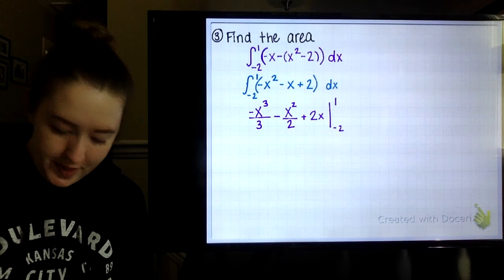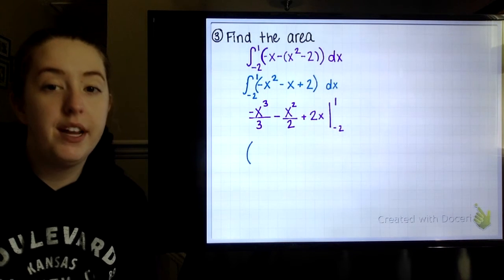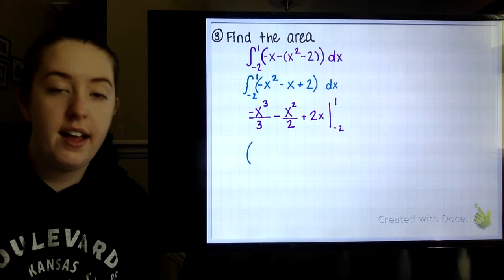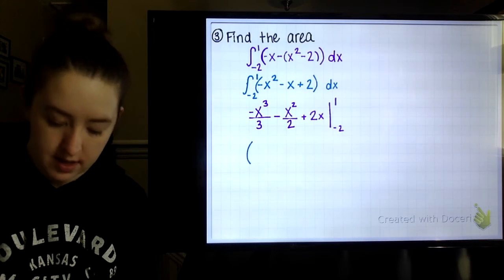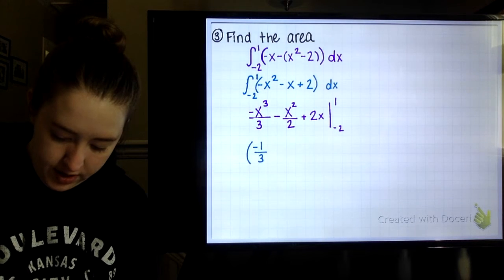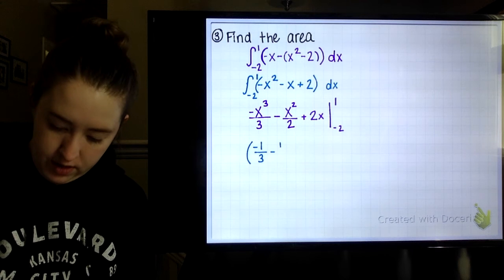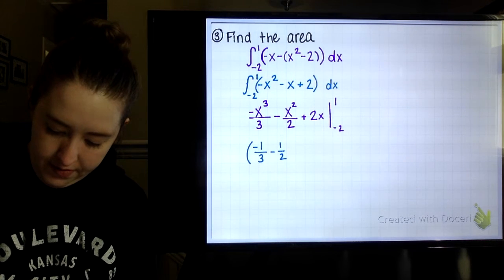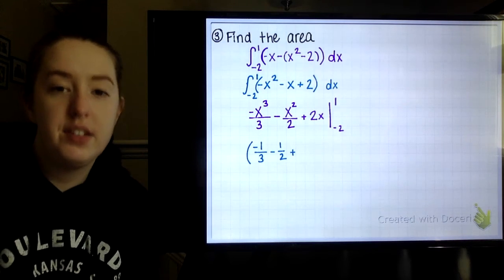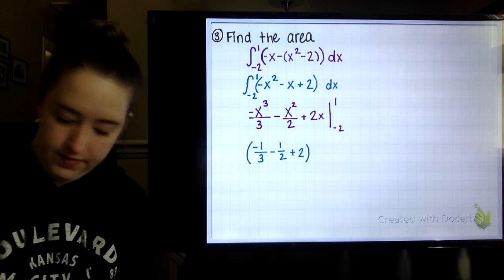So now we'll go through and solve. Let's see, if we plug in 1, we'll have 1 cubed is 1, negative, and then over 3, so we have -1/3, minus 1 squared is 1, so that's 1/2, plus, and then 2 times 1 is 2. Good.